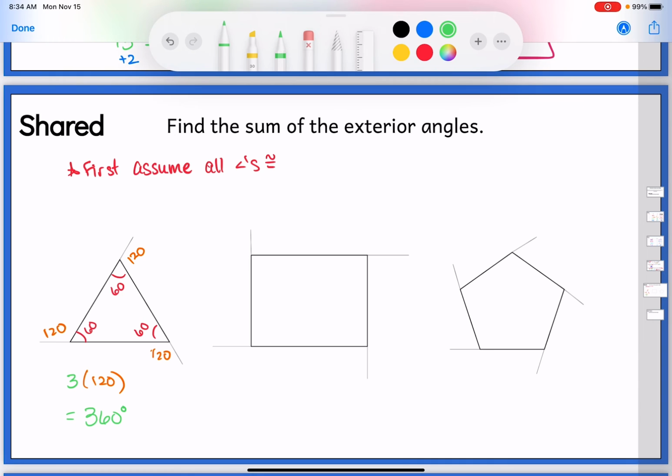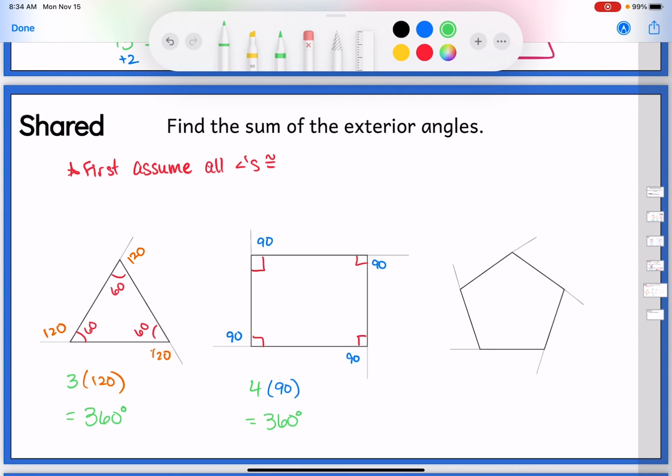Okay, well, what if I have this quadrilateral? So again, let's assume that all of these are congruent. I know from chapter 5 that would mean all of those are 90 degrees, which means that all the exterior angles are also 90, 90, 90, and 90. Well, this time I had 4. 4 times 90 gives me, wait a second, 360. Oh, that's kind of weird.